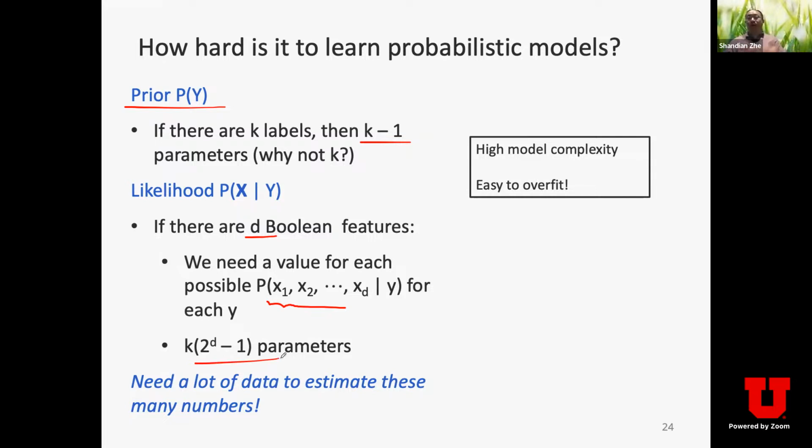You can see that the total number of parameters grows exponentially along with the number of features. That means you need too much data to estimate this many parameters, which is really unrealistic, and it's very easy to overfit the data. And how can we address this problem?